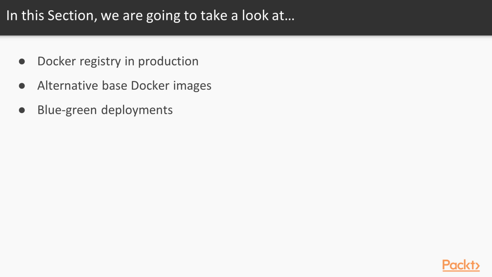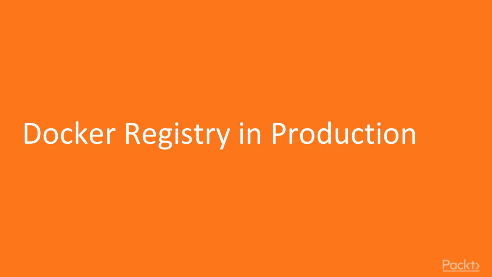We will launch the Docker registry in our production environment. Next, we will look at alternative base Docker images. Finally, we will do some blue-green deployments in our Docker Swarm cluster. This is the first video, Docker Registry in production.